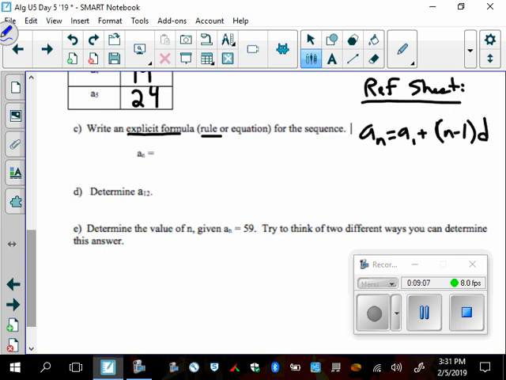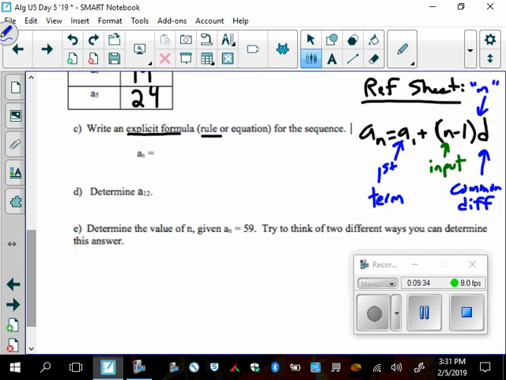And to explain what these are, this represents your first term. N is my input value. This used to be like our X, but that's my input value. Okay. And then D is my common difference. And D is very similar to the slope from y equals mx plus b.